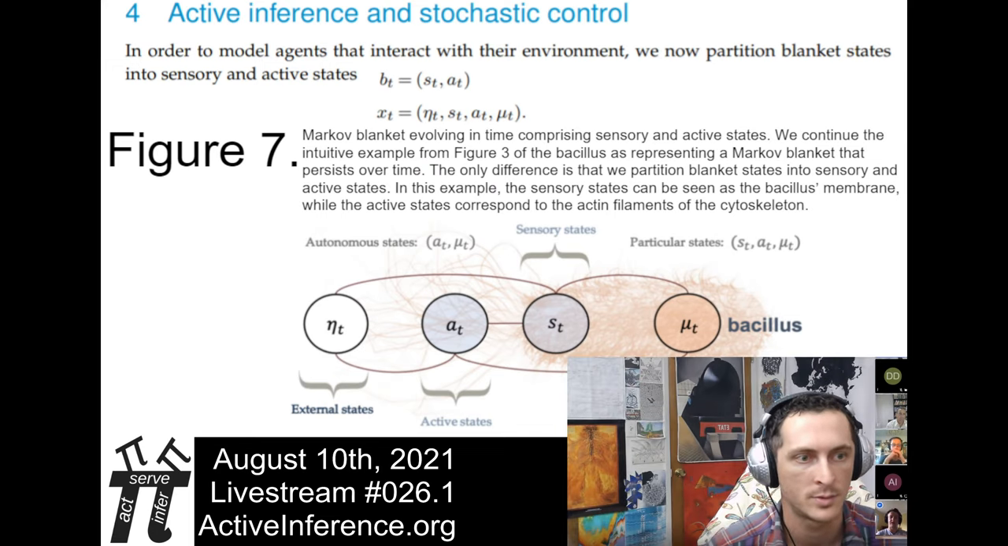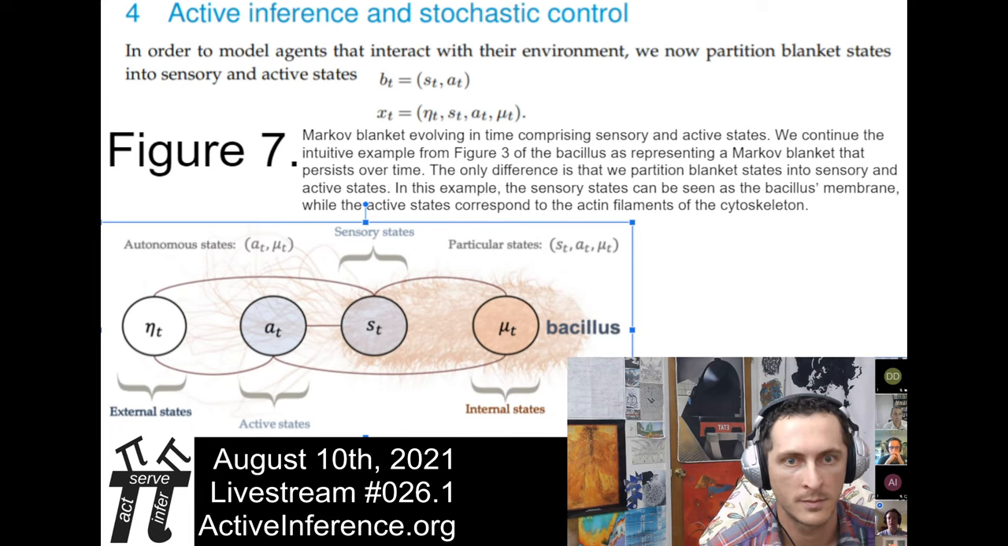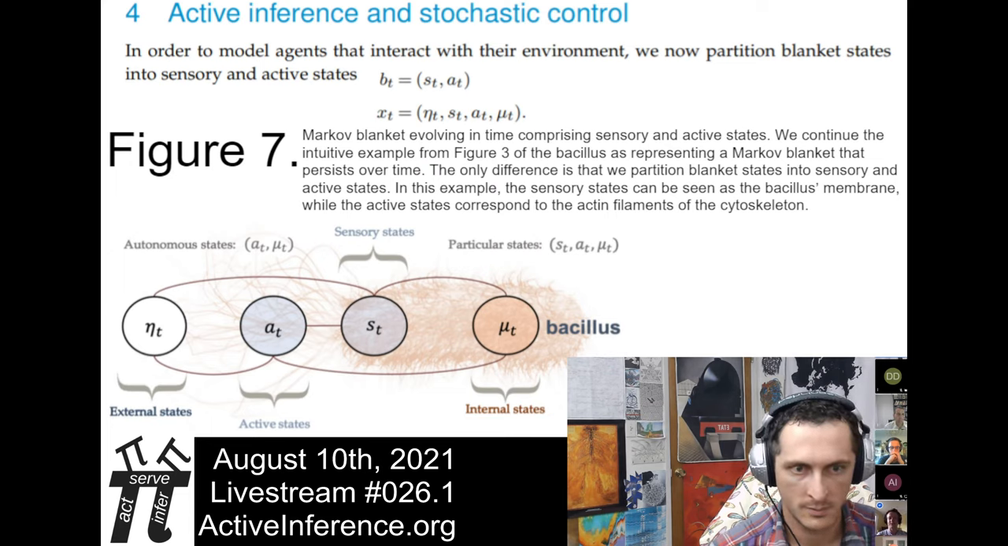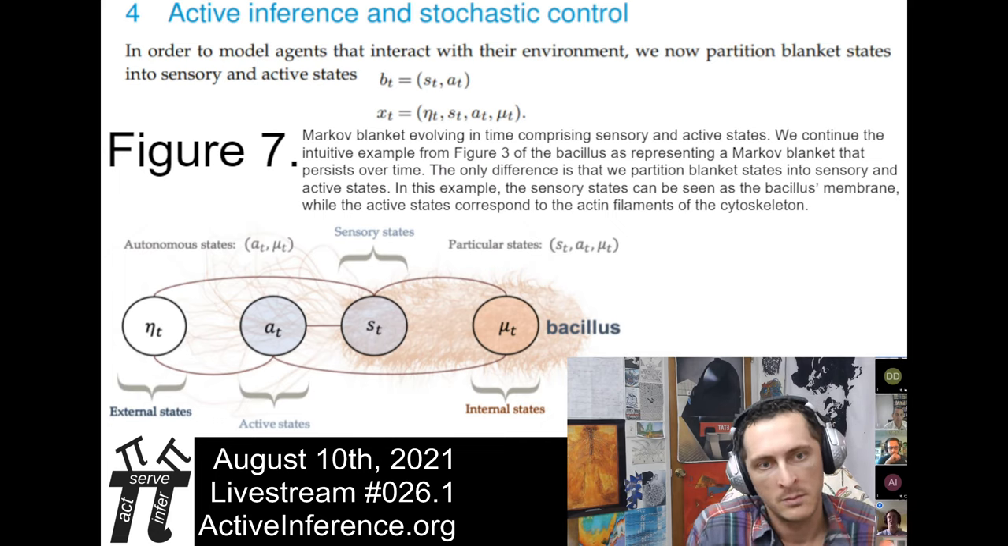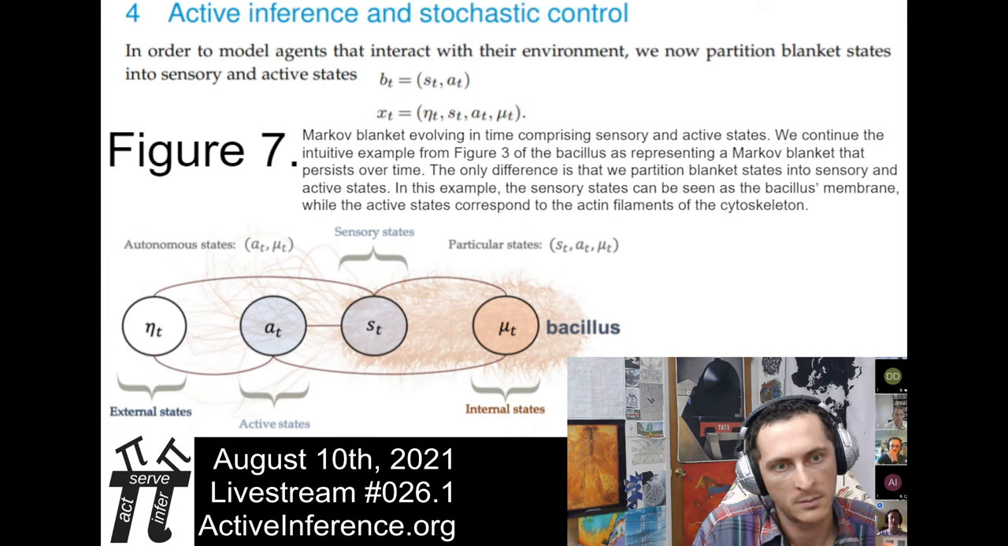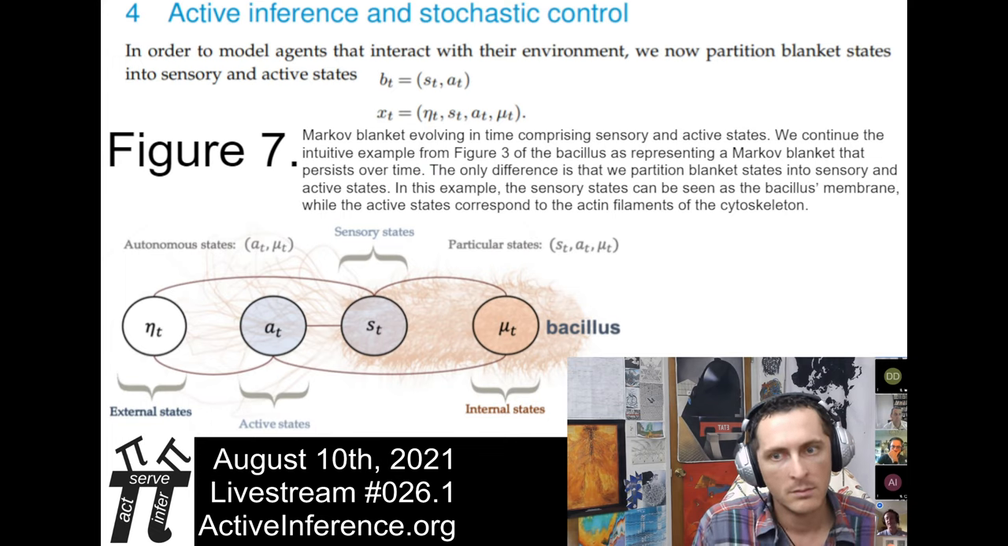Yeah, so here we're basically making the move of taking the blanket states, and they could be, again, of general dimension, and then partitioning them themselves into two subsets of states, active states and sensory states. If you look at the dynamics of the system and you look at the expected variables, you can say that the expected internal state given blanket states is doing inference about external states. At the same time, you can say the expected active state given sensory states is in some sense minimizing prediction error. So basically minimizing the deviation between the expected internal and the expected external state.